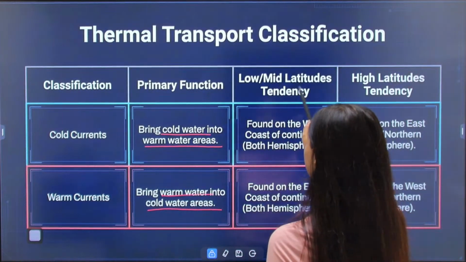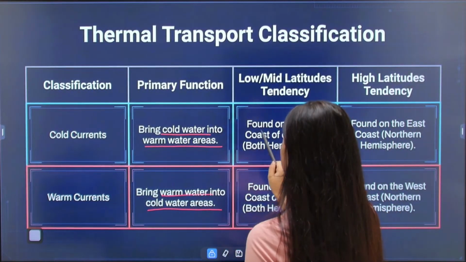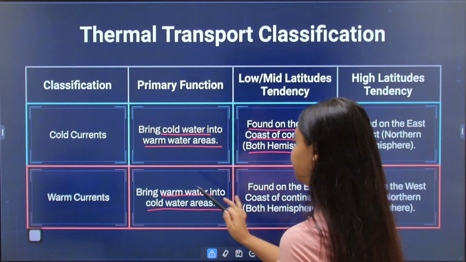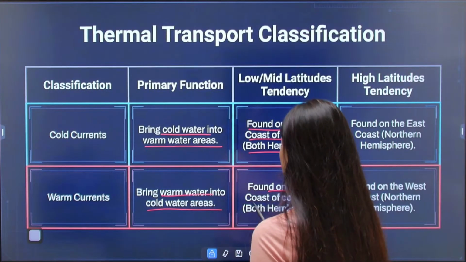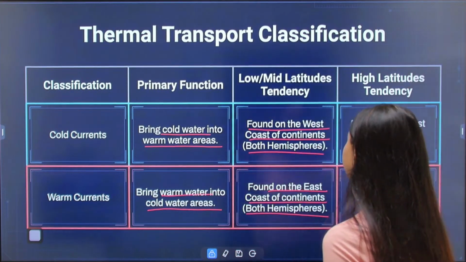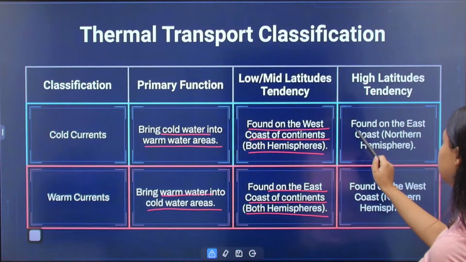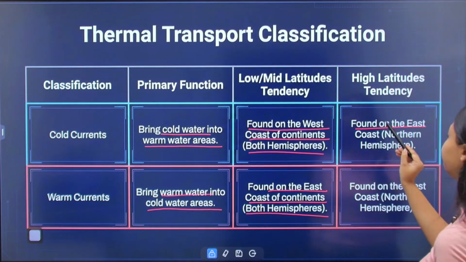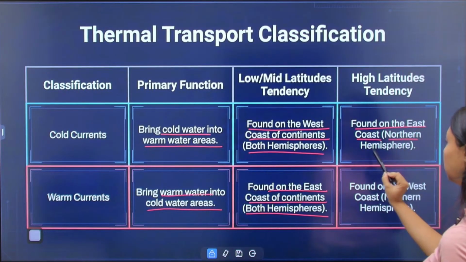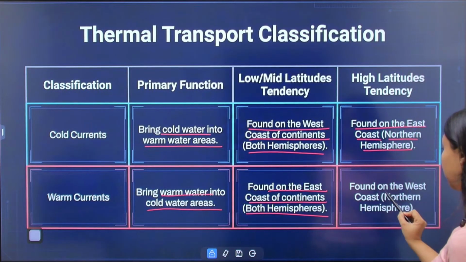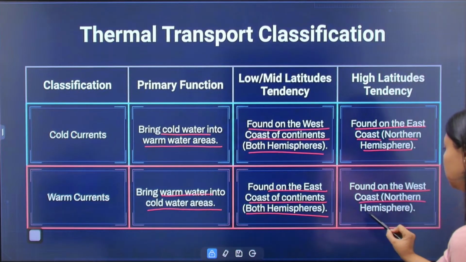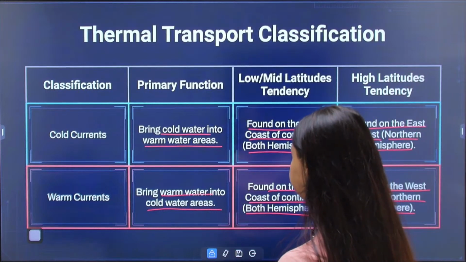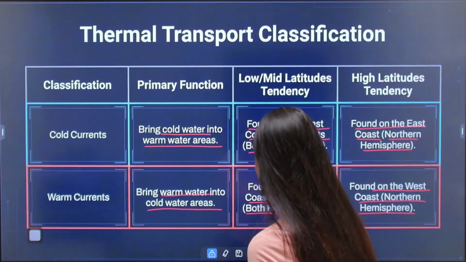In the low and middle latitudes, what is the tendency of the cold currents? They are basically found on the west coast of continents in both hemispheres. Warm currents are found on the east coast of the continents in both hemispheres. High latitude tendency: they are along the higher latitudes like 70, 80, 90 degrees. They are found on the eastern coast in the northern hemisphere. Warm currents are found on the western coast of the northern hemisphere. In the southern hemisphere the currents are a little bit different. We'll look at the map.